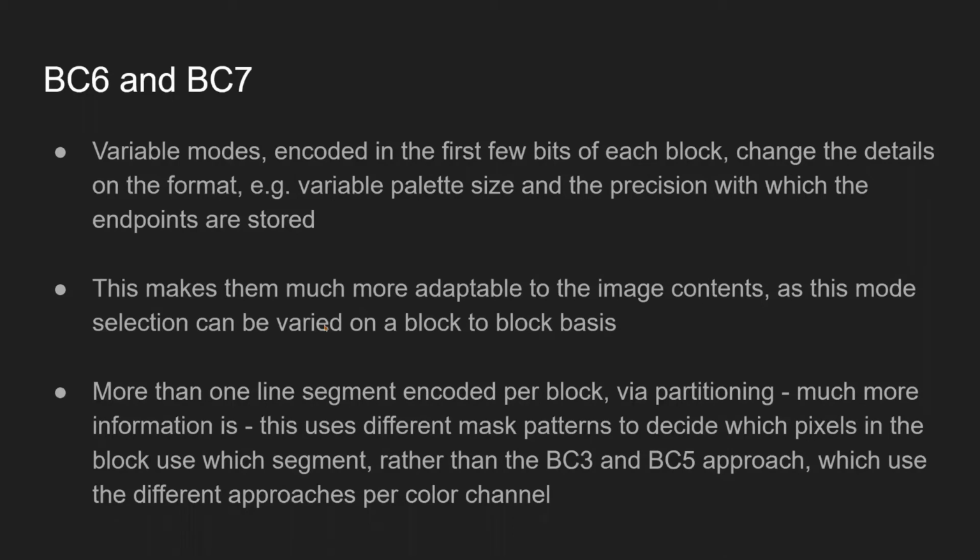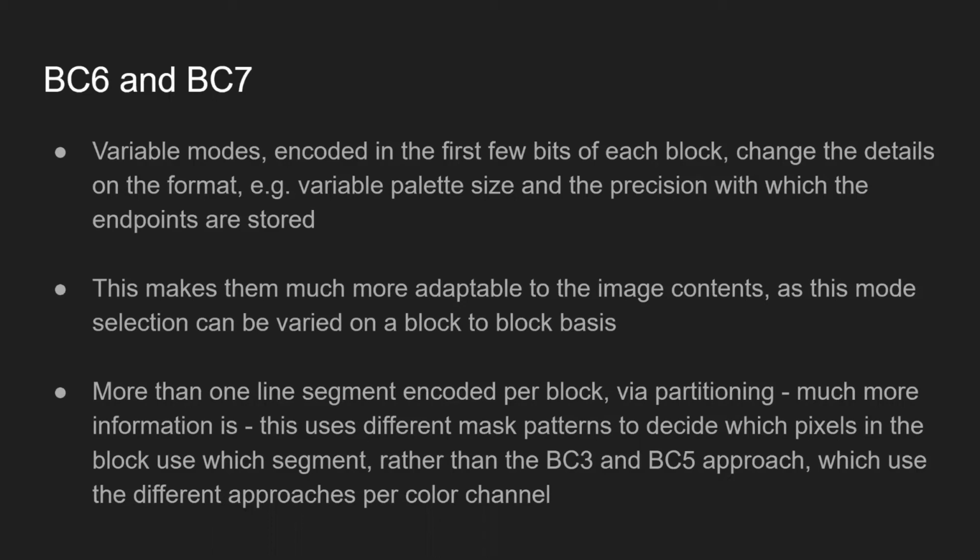Right, so these variable modes are encoded in the first few bits, and that changes the palette size or the precision depending on what the image data looks like. This makes it so that they can encode the image differently for different pieces of the image because the mode selection can be made on a block-to-block basis.